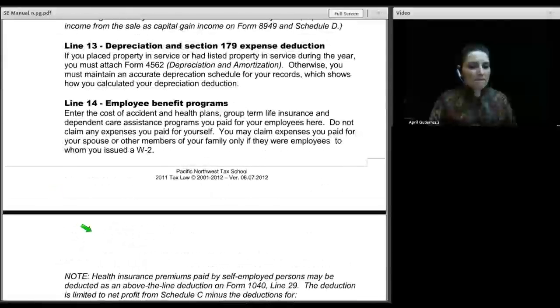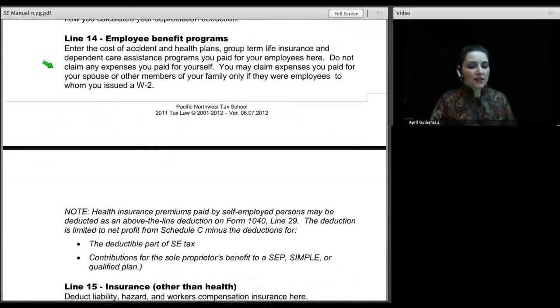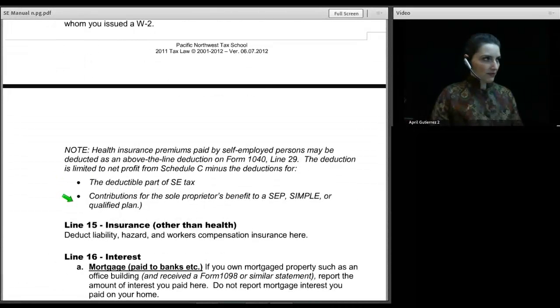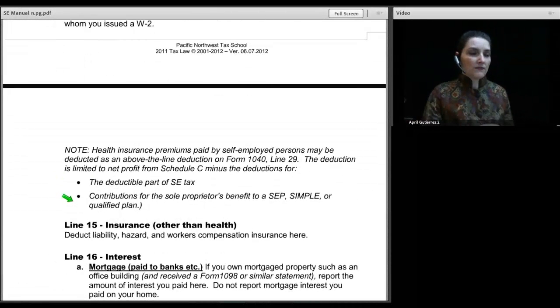So benefit programs, this is if you have employees that you are paying on W-2s and you carry health insurance for them, for example, or you make contributions to benefit them, some kind of expense for their benefit that's not taxable compensation to them, that's the line you enter it on. But you would never enter an expense that benefits you on that line. But it is possible to indirectly benefit from this line.